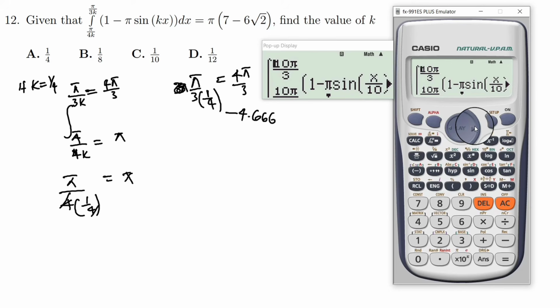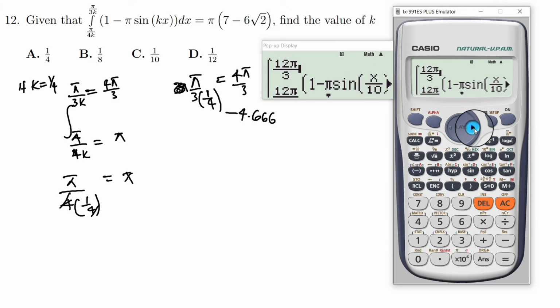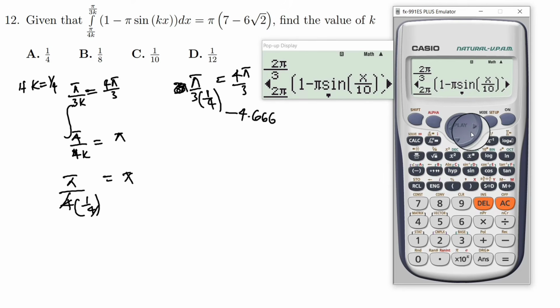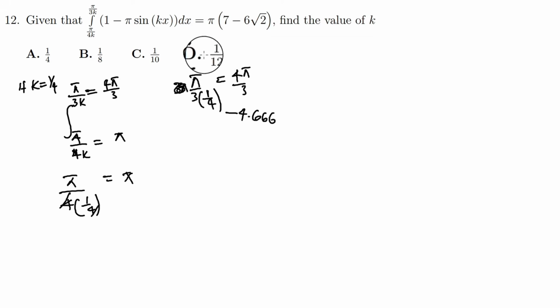So let's just try the last option, which is when k is 1 over 12. So that means we have this to be 12 pi over 3. Then here we have this to be 12 pi over 4. And here we have this to be x over 12. And now we have our answer, which is minus 4. So you can see that when k is equal to 1 over 12, we have our result. So that means our correct option here is option D.